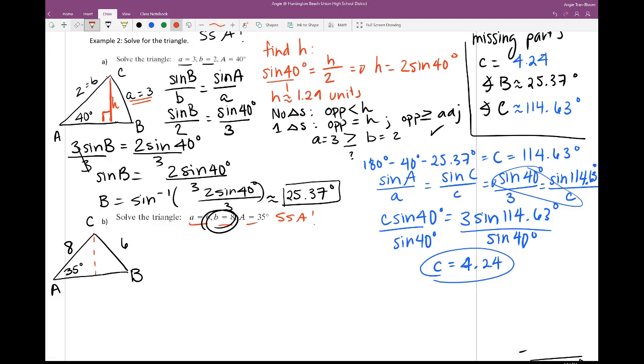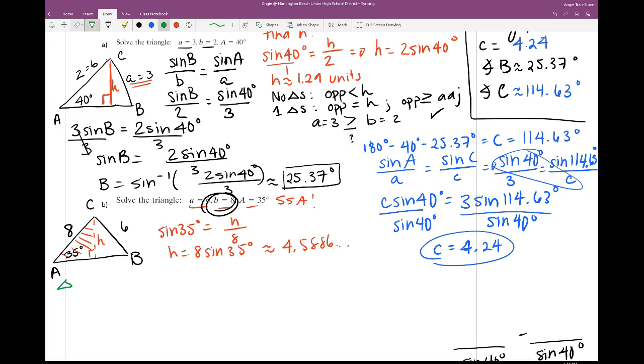So what you need to do now is find the height. A height always forms 90 degrees, so that's going to be easy to find. Sine of 35 degrees equals h over the hypotenuse, which is 8. Remember, I'm only looking at this triangle. So h equals 8 times sine of 35 degrees. Then using my calculator, 8 times sine of 35 degrees equals 4.5886.